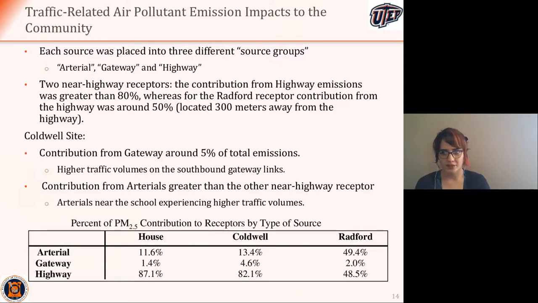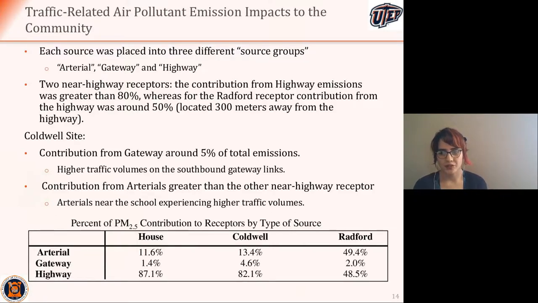And we can see from the table the percent of contributions to PM2.5 by each source group on the three receptors, which are the two near road receptors, House and Caldwell, and Bradford, the community monitor. We can see that for the near road receptors, the contributions from the highway were greater than 80%, whereas contributions from the highway on the community monitor, which was located 300 meters away, was around 50%.